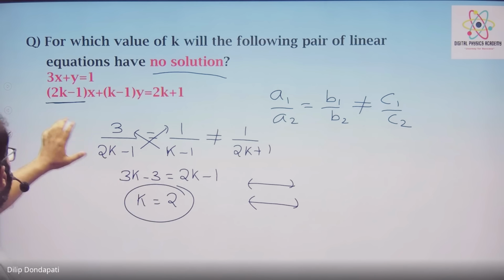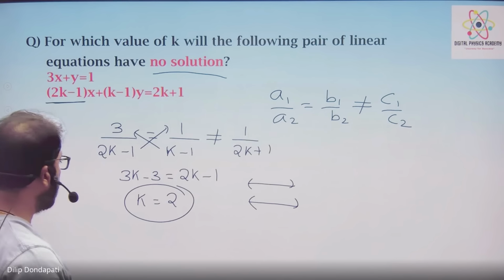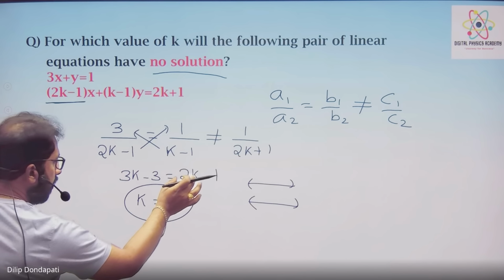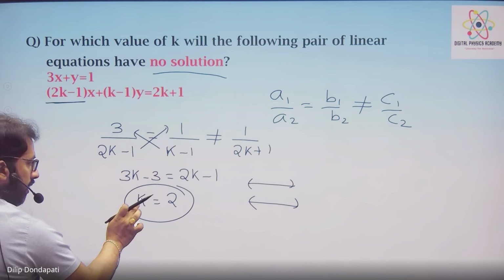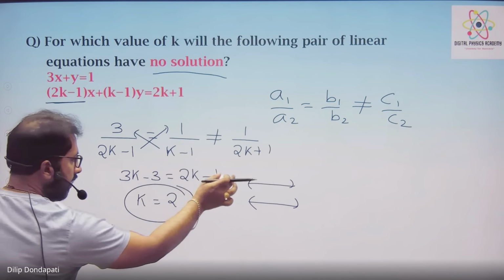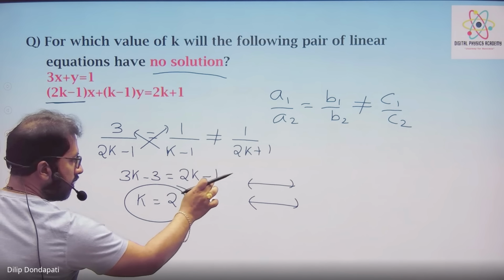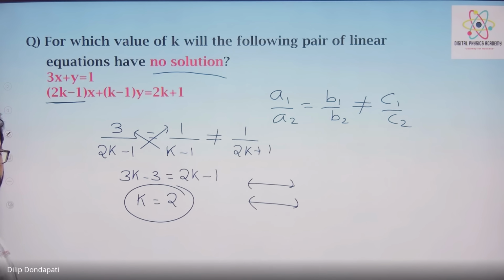Yes. Sir, but we would get -2, right? -2 came. Look, +2k came to this side, so what will happen? 3k minus 2k is 1k. -3 if you send this side, +3. +3 minus 1 is 2. Okay, sir. 3 minus 2.